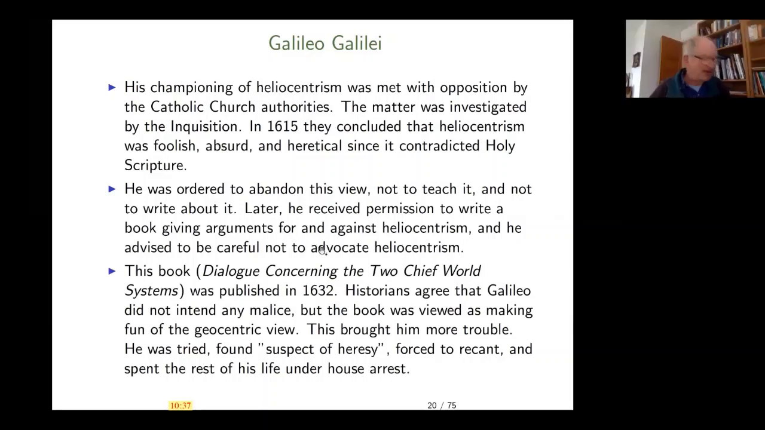Okay, so I'm returning to our story about Galileo. The book that he wrote, Dialogue Concerning the Two Chief World Systems, was published in 1632, and nowadays we believe that he did not intend any malice, although the book was viewed as making fun of the geocentric view. And he was again tried, found suspect of heresy, forced to recant, and spent the rest of his life under house arrest. Such were the powers of the church authorities in those days.